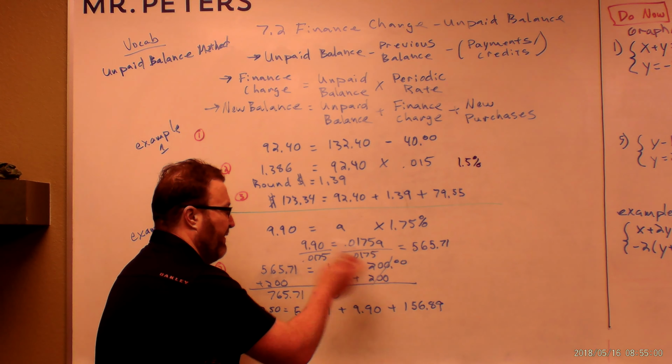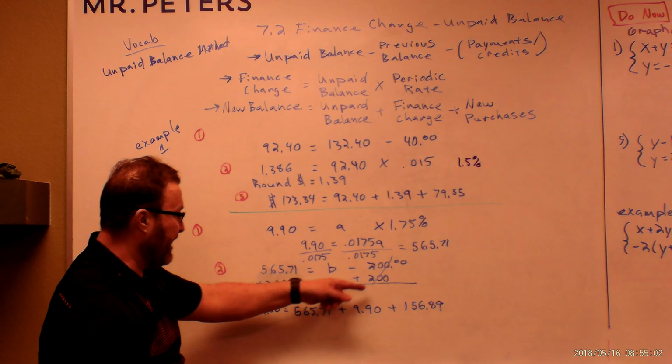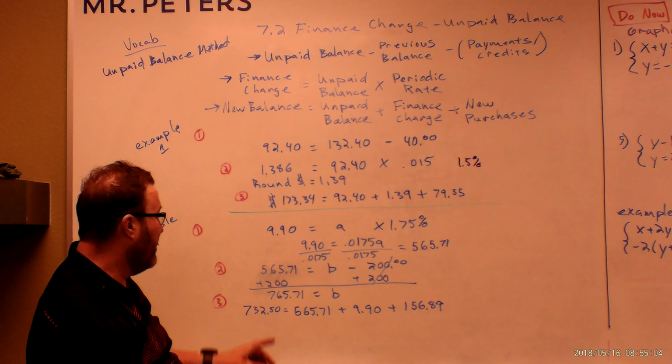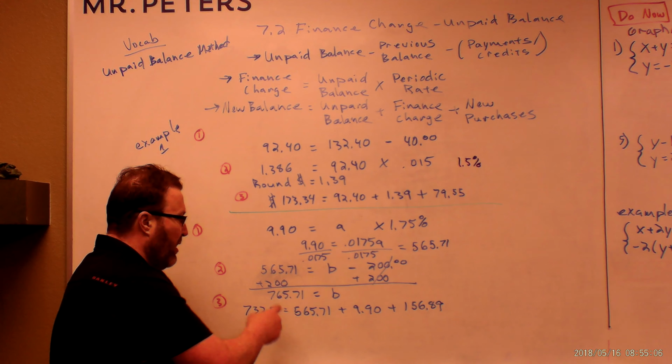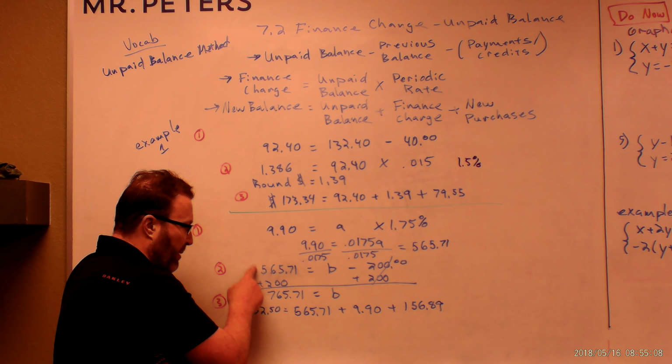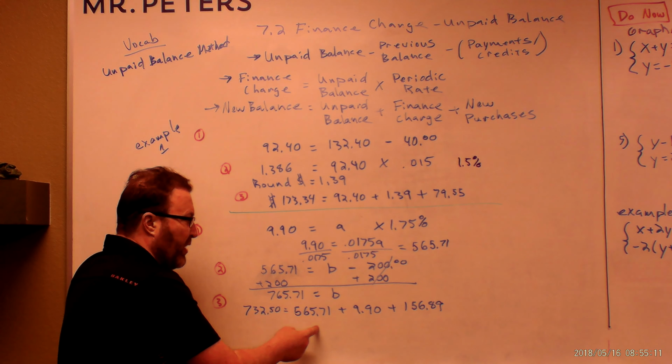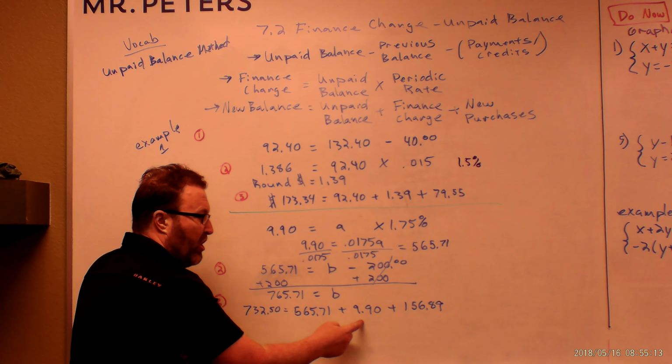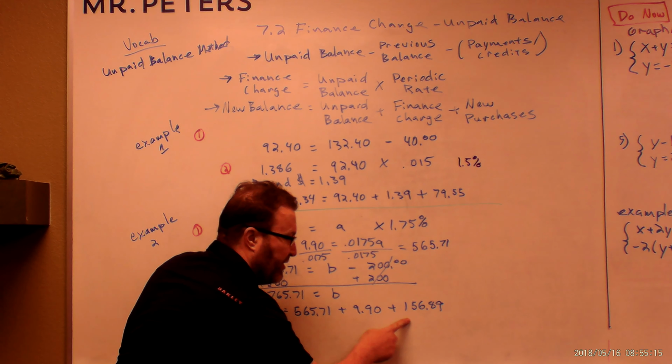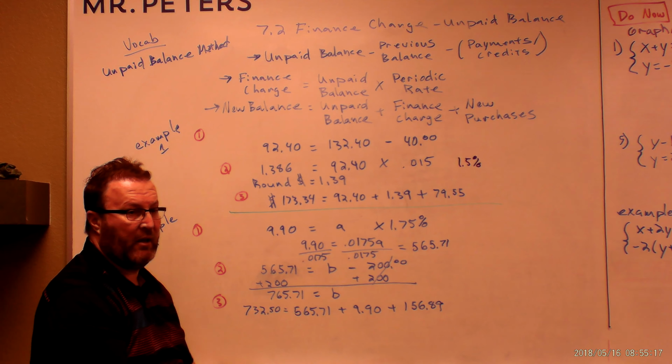So with both problems, all we did is use algebra to solve for it. This one we divided, and this one we subtracted. We did the inverse operation to both sides. So when it's said and done, we know all our numbers that go in the formula. There's our 565.71, goes right here. It already told us what the interest charge was, and then these were the new purchases. Add these all together, and that's what their new balance is.